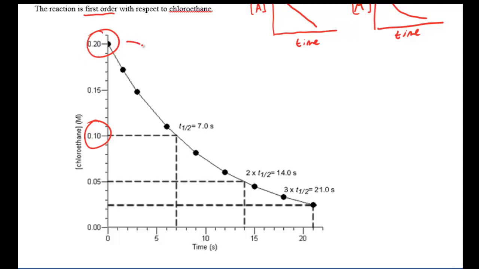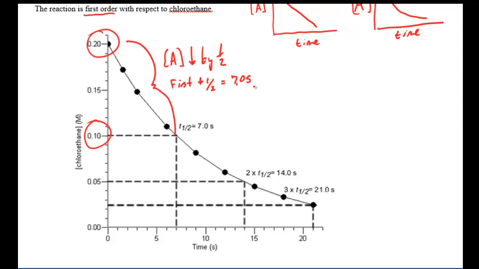And we can mark it right here like this. And you can see that what's happened is the concentration of the chloroethane has gone down by 1/2. And what we'll do is we'll call this first period of time the first half-life. And the first half-life is 7 seconds.